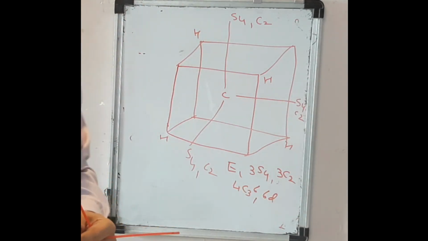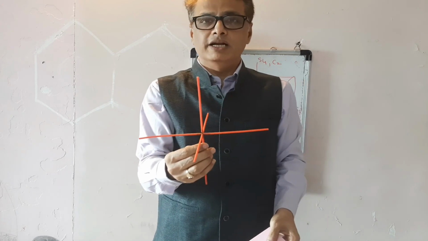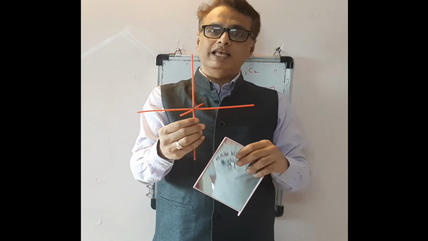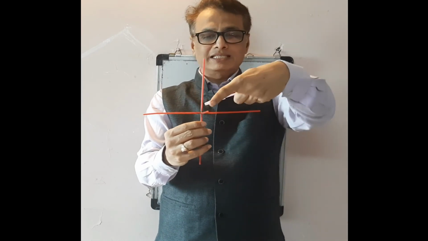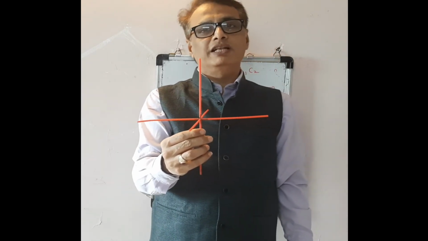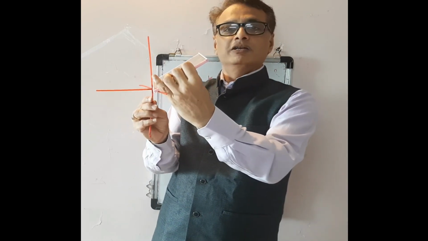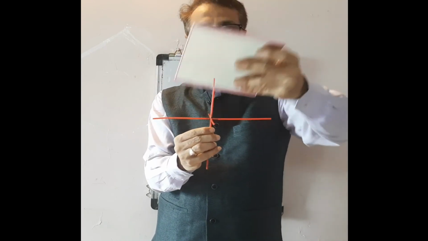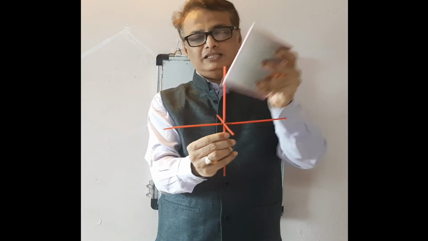Now let's understand how it contains 6 sigma D planes. Here we have already discussed that there are 3 C2 axes collinear with X, Y and Z axis. This is our Z axis, C2 axis. This is our X axis and this is Y axis. So there are 3 C2 axes and 3 S4 axes collinear with X, Y and Z axis. So this is one dihedral plane. This is second dihedral plane. This is third dihedral plane. This is fourth dihedral plane. This is fifth dihedral plane, and this is sixth dihedral plane.